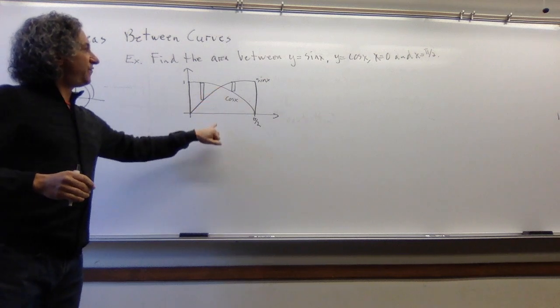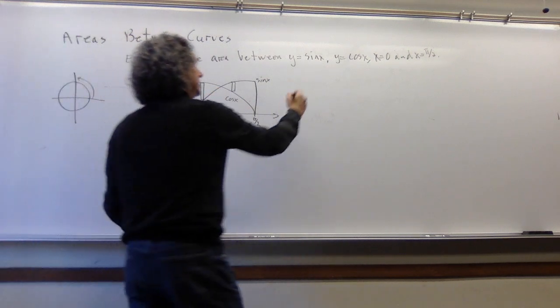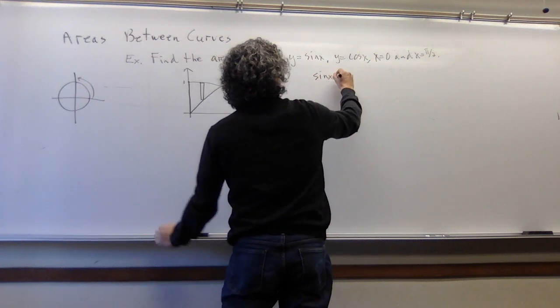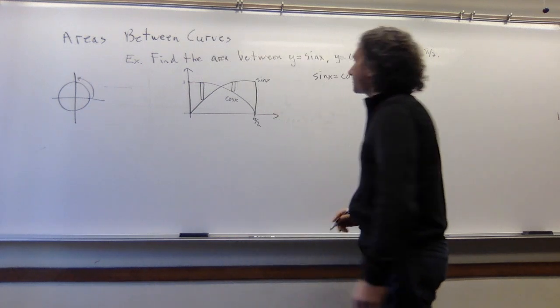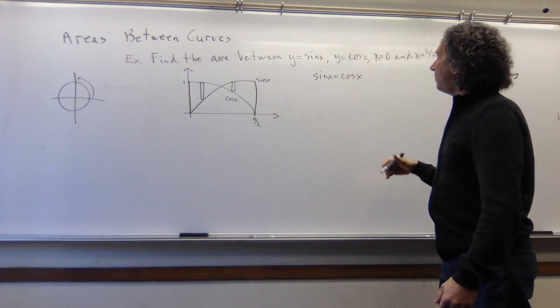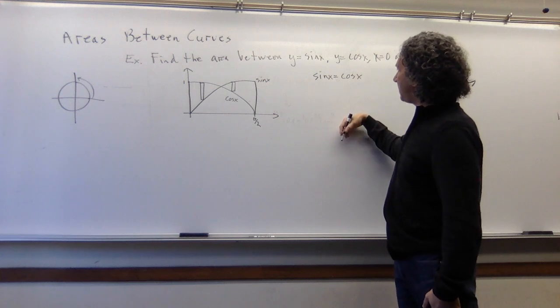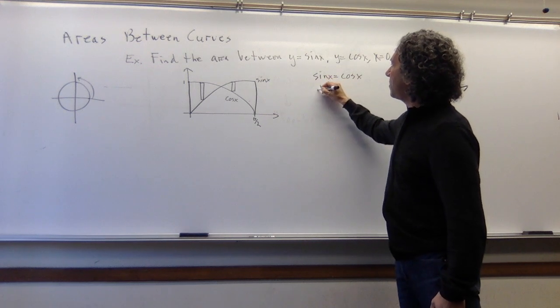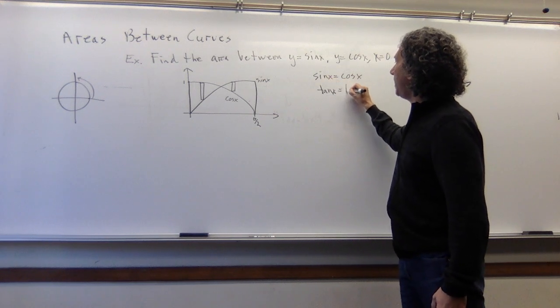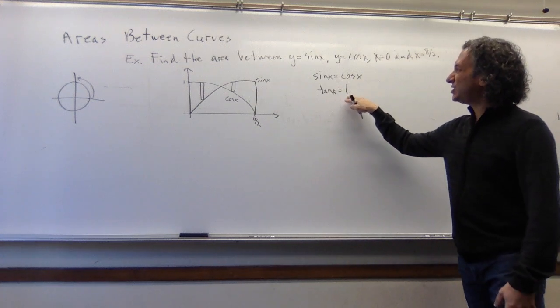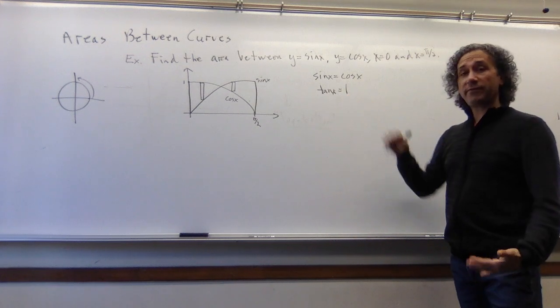What we need to do is first find that point of intersection. We need to know where sine of x is equal to cosine of x. And one way you can do this is divide both sides by cosine. If I divide both sides by cosine, I get tangent of x equals 1. And arctangent of 1 is just going to be pi over 4.